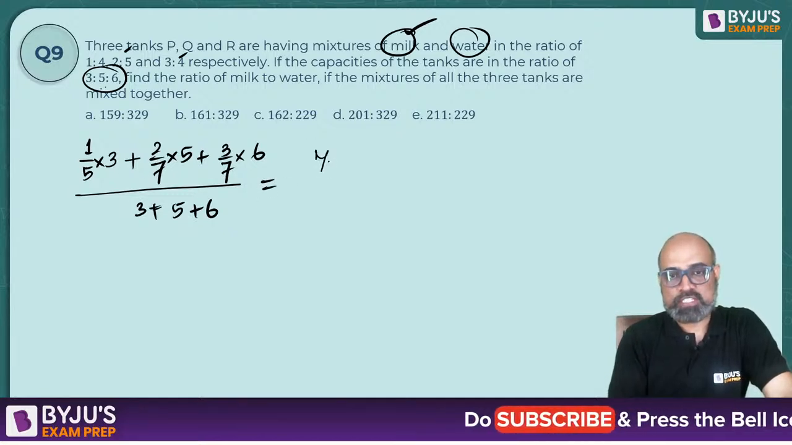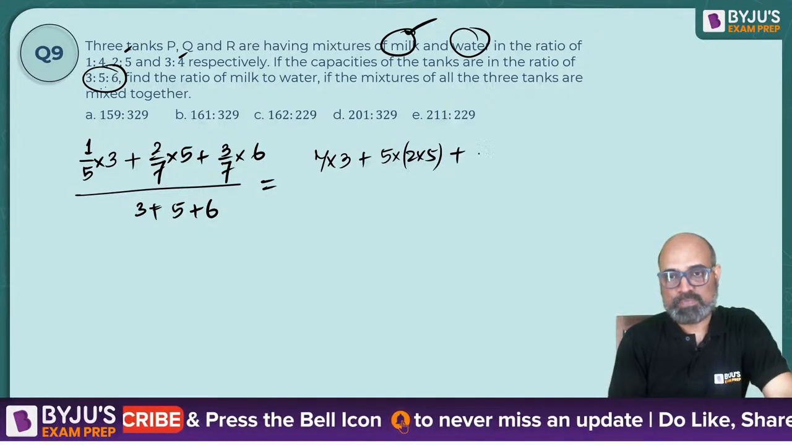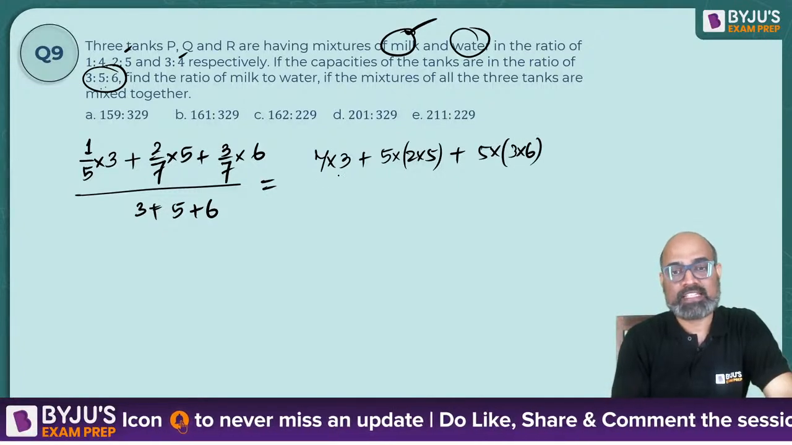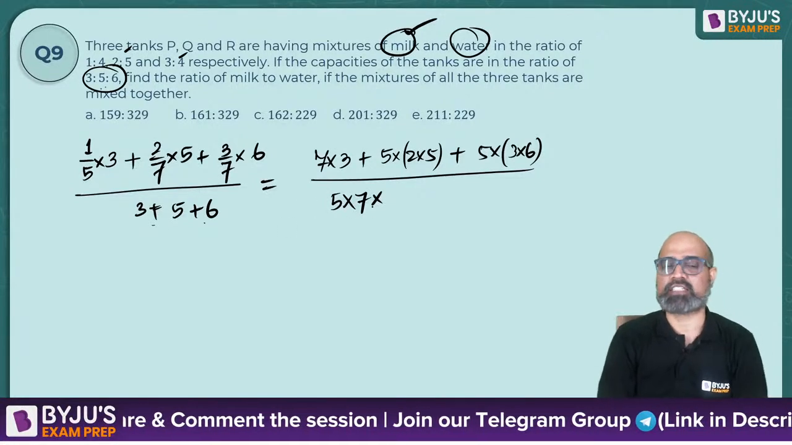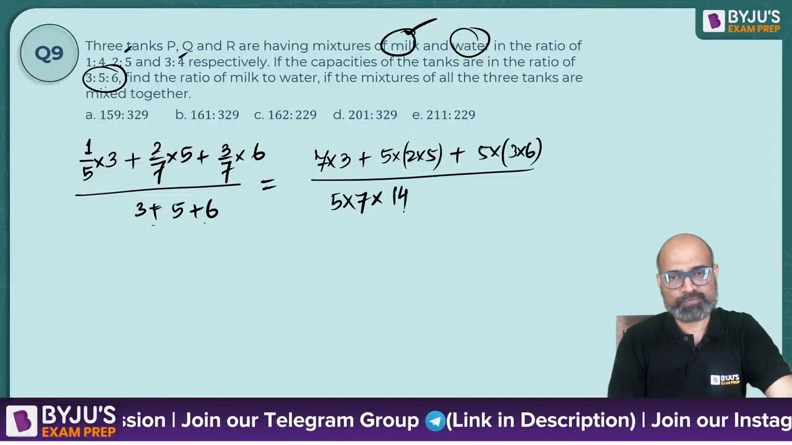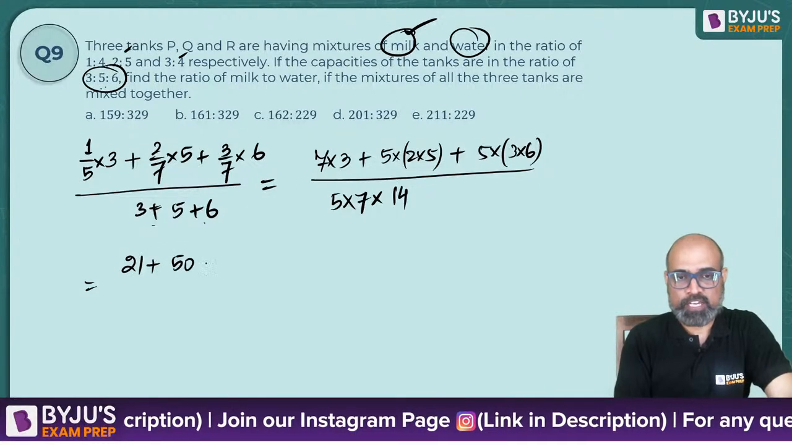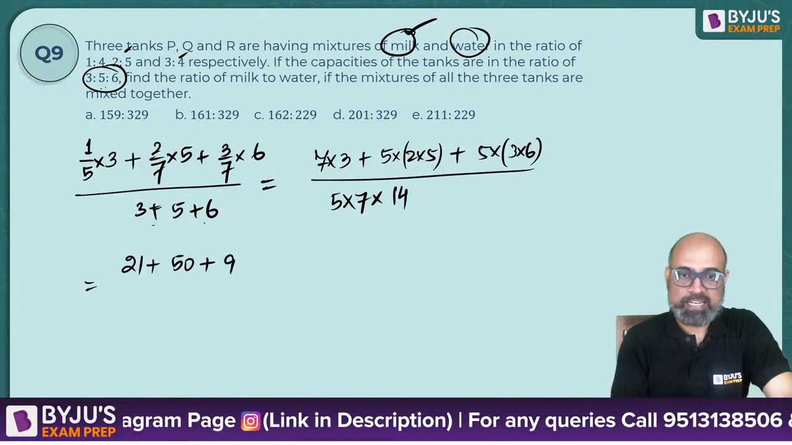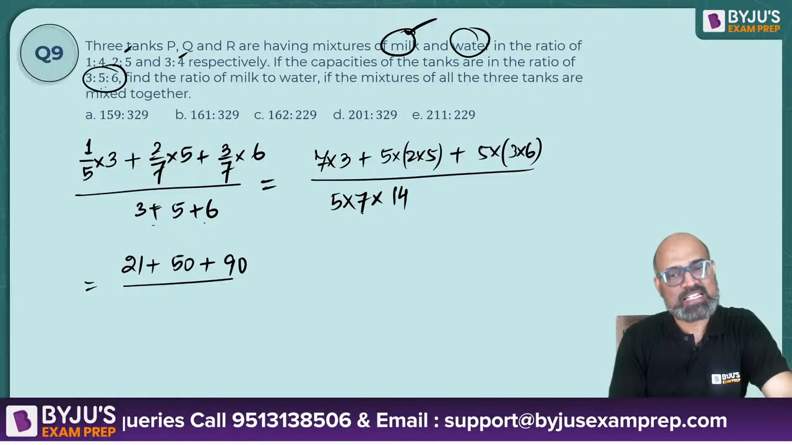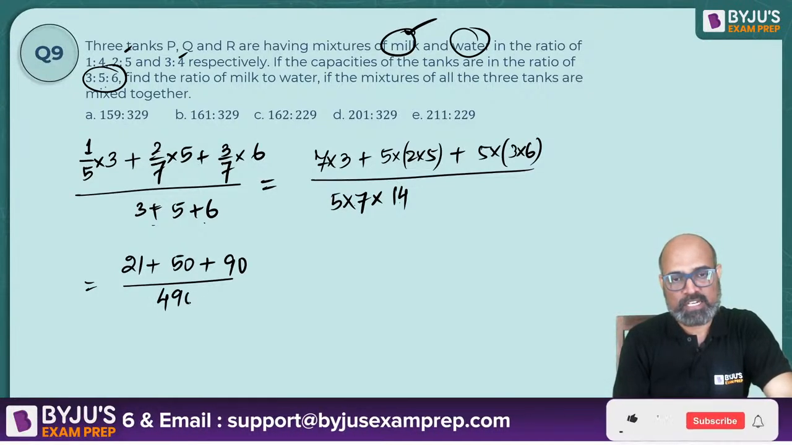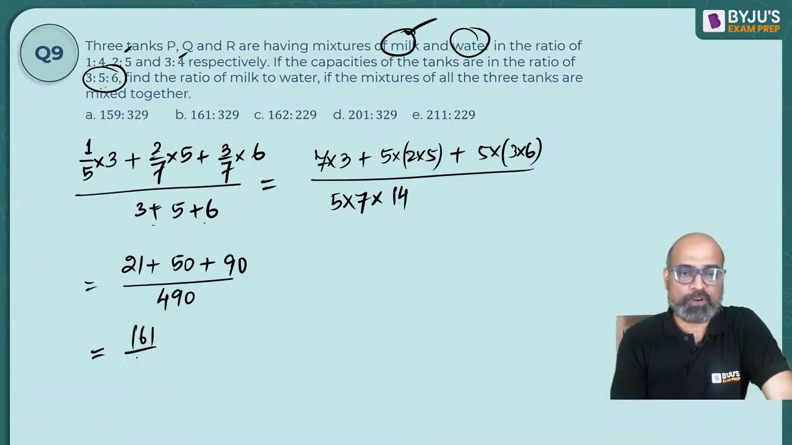Now, if I solve this, this is going to be 7 into 3 plus 5 into 2 into 5 plus 5 into 3 into 6. What I'm doing is taking the LCM, okay? Don't panic. 5 into 7 into 3 plus 5 plus 6. कितना होता है 3 plus 5 plus 6? 14 होता है. So this is going to be 21 plus 50 plus 90 divided by 7, 7, 49 and a 10, 490. So this results in 161 upon 490.